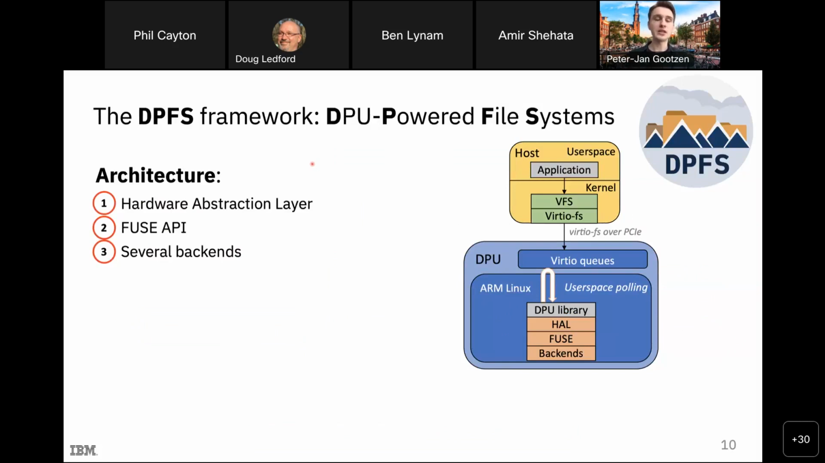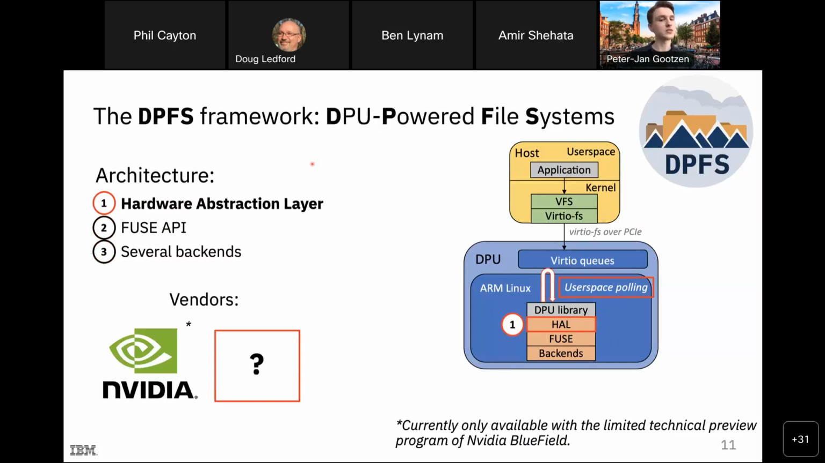There are 3 layers in the architecture that each try to solve one of the 3 challenges that were introduced in the last slide. The first architecture layer that sits directly on top of the DPU library is the hardware abstraction layer. And this layer removes the need for the programmer to know the intricacies of their DPU. It provides a portable base for providing file systems on DPUs. Now, of course, today we only have our NVIDIA BlueField, but we think that this approach is extensible to other DPUs.